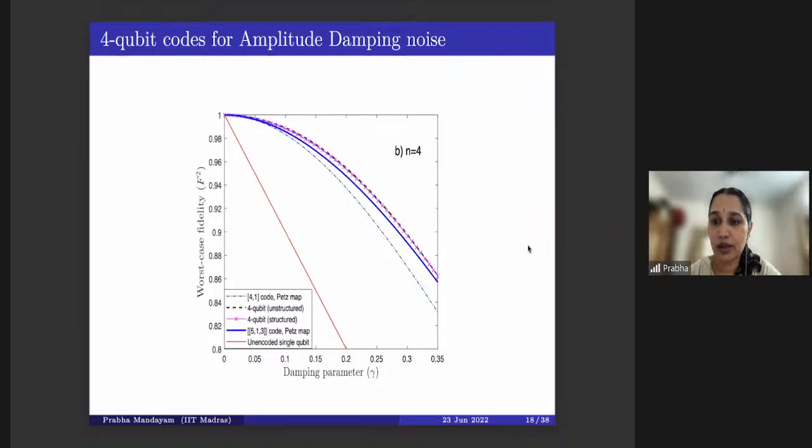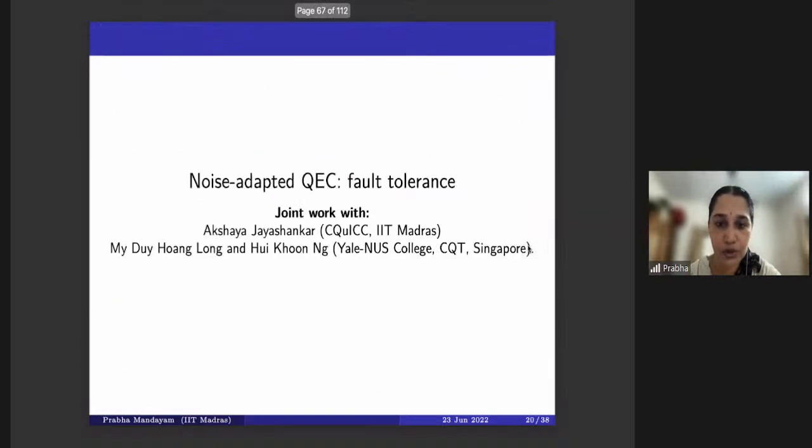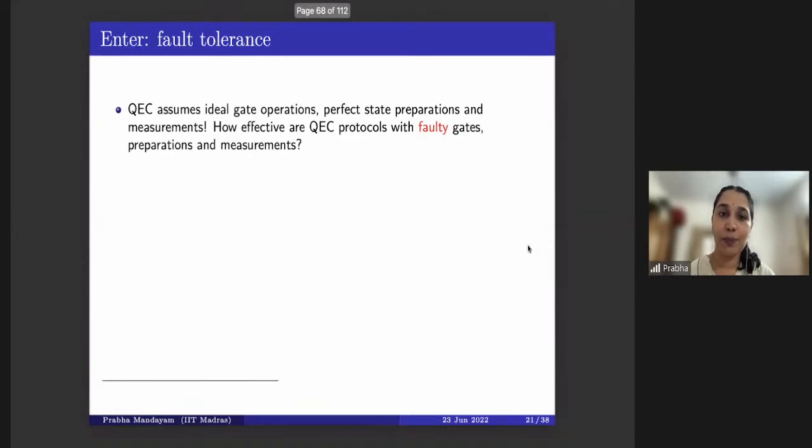Okay. So I will just conclude by mentioning the second part which I wanted to talk about, which is fault tolerance. So as I said, in quantum error correction so far, we assume that all the processes are perfect, right? So there is ideal gate operations, perfect state preparations, and perfect measurements. But the question is, are these QEC protocols really effective when you have faulty gates, faulty preparations and faulty measurements? And what fault tolerance aims to address is it provides a framework such that you can construct faultless or noise resilient quantum circuits, even though the basic building blocks are all faulty, right?